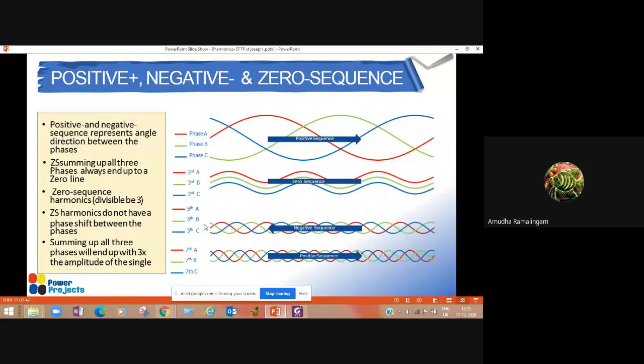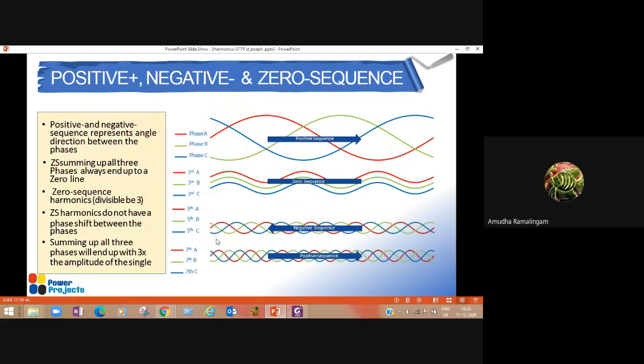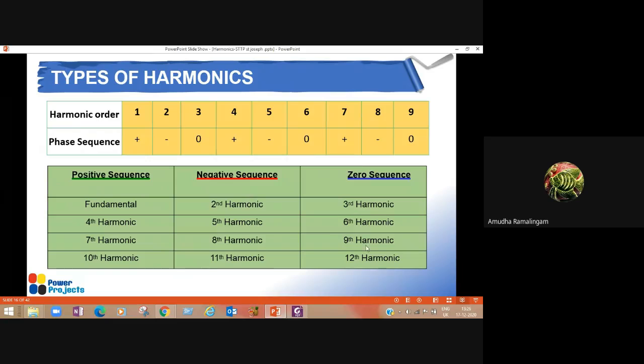This is why we call the fifth harmonic a negative sequence and the seventh harmonic a positive sequence. You have to draw this and see, and then only you can visualize how it comes under positive sequence, negative sequence, and zero sequence. Say, if you draw a 10th harmonic, you have to complete 10 cycles, and the phase sequence will be in this order. Similarly, if you draw the 11th harmonic, the phase sequence will be in this order. This clearly implies that the 10th comes under positive, the 11th comes under negative, and the third order multiples come under zero sequence. Similarly, this order goes on.